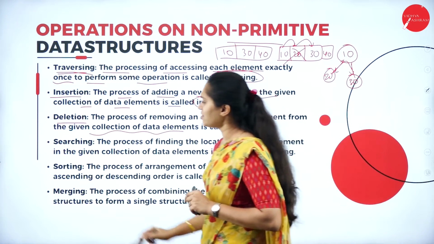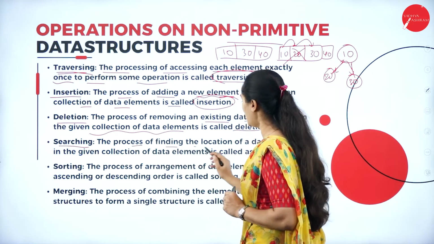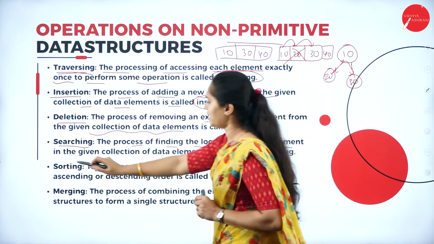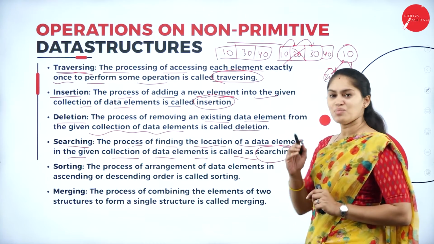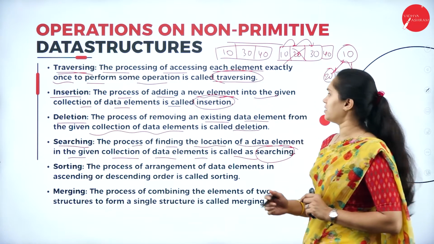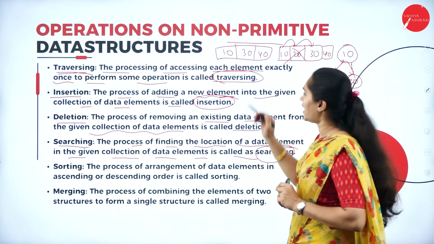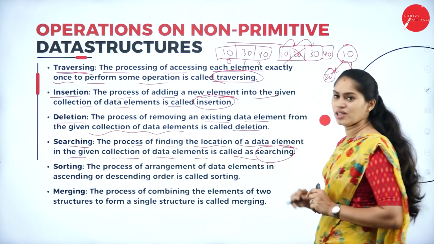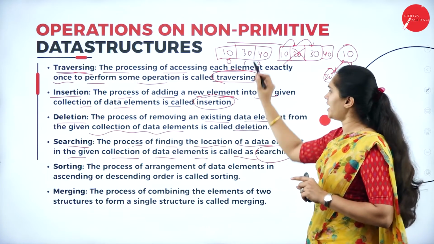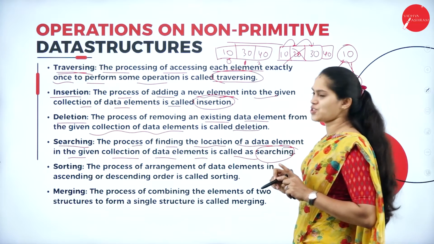And also we have searching. What am I searching for here? The process of finding the location of a data element in the given collection of data elements is called searching. I am checking for the location of a data element. For example, if I consider 10, 30, 40, the address will start from the 0th location: 0, 1, 2. So what is the location of the element 30? That is 1.